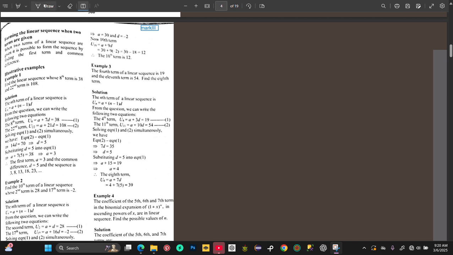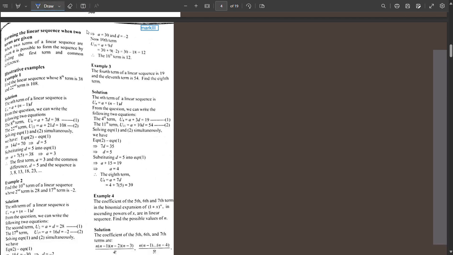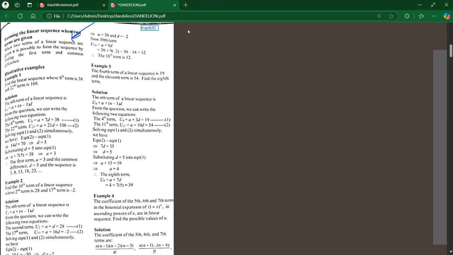So we will start from here. Here we're looking at how to form the linear sequence when two terms are given, right? When only two terms are given. So let's see. When two terms of a linear sequence are given, it is possible to form the sequence by finding the first term and common difference. So all we need is to find the first term and the common difference.